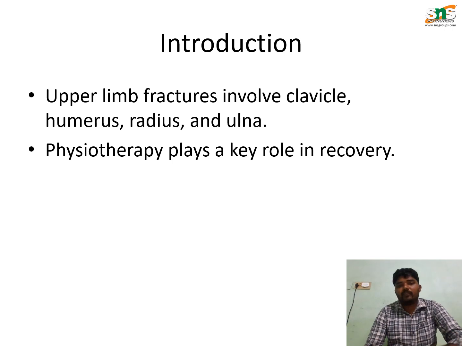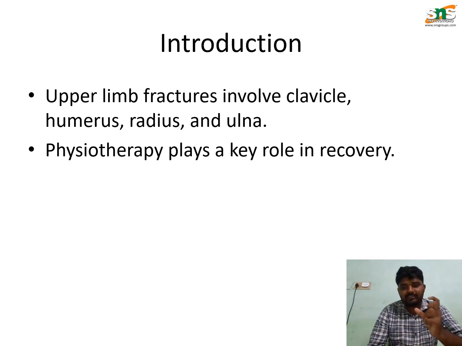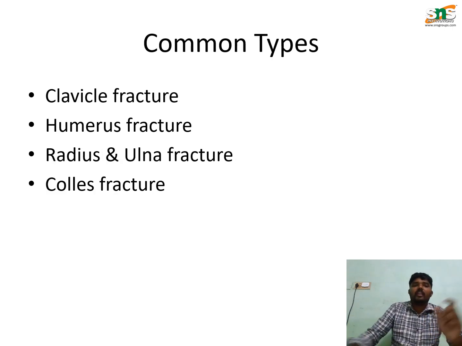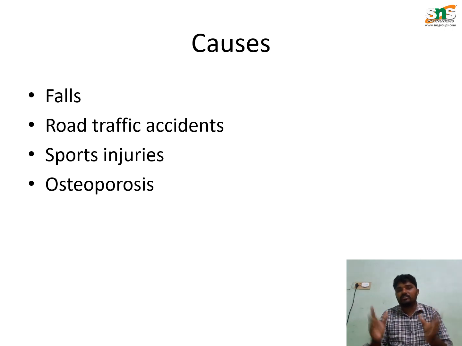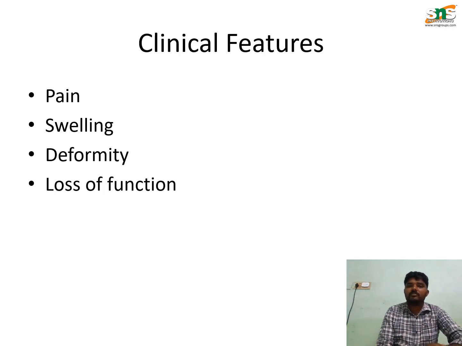Introduction to upper limb fractures: clavicle, humerus, scapula, radius and ulna, and the hand. For upper limb fractures, physiotherapy plays a key role in recovery. Common types are clavicle fracture, humerus fracture, radius ulna fracture, and Colles fracture. Most causes of upper limb fracture are falls, road traffic accidents, sports injuries, and osteoporotic cases.